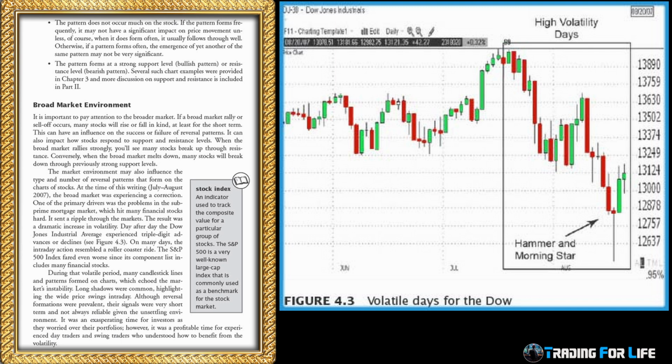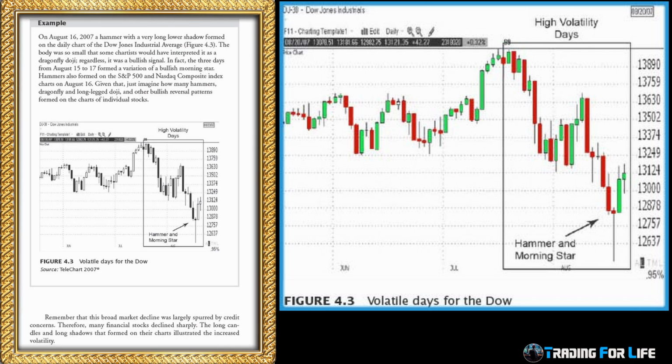The S&P 500 index fared even worse, since its component list includes many financial stocks. During that volatile period, many candlestick lines and patterns formed on charts, which echoed the market's instability. Long shadows were common, highlighting the wide price swings intraday. Although reversal formations were prevalent, their signals were very short-term and not always reliable given the unsettling environment. It was an exasperating time for investors as they worried over their portfolios. However, it was a profitable time for experienced day traders and swing traders who understood how to benefit from the volatility.